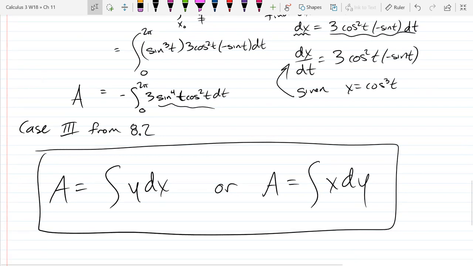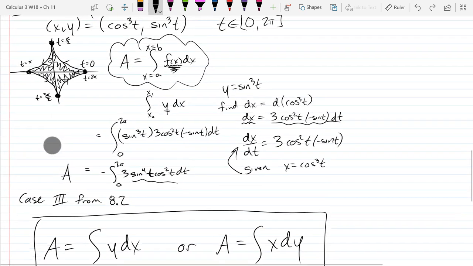That's the only area problem I'm going to do in parametrics. They all are basically the same thing. You have to convert to functions of t. Basically, you either go x dy or y dx, up to you. And either way, you're going to have t values at the top and bottom.